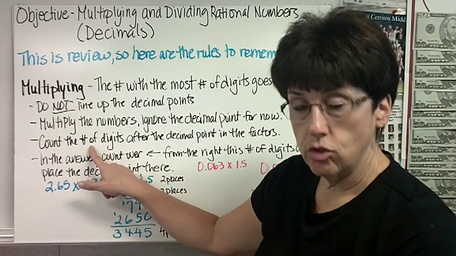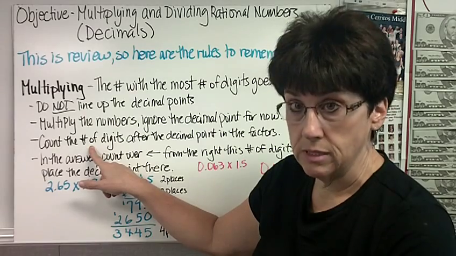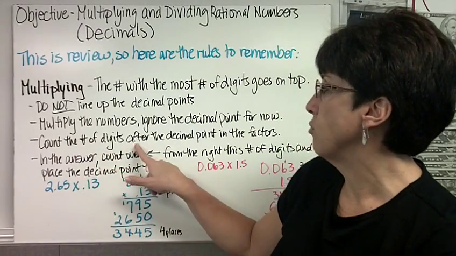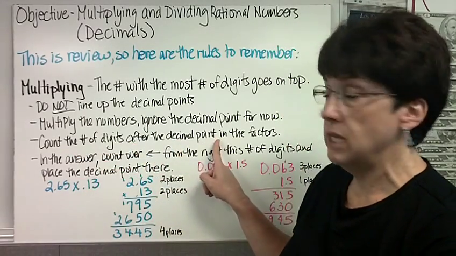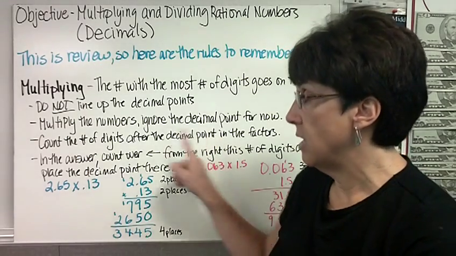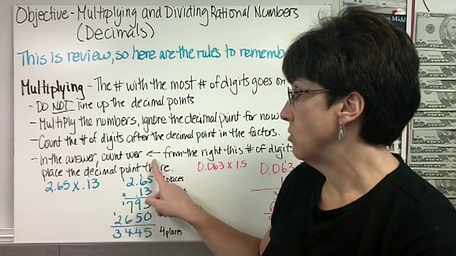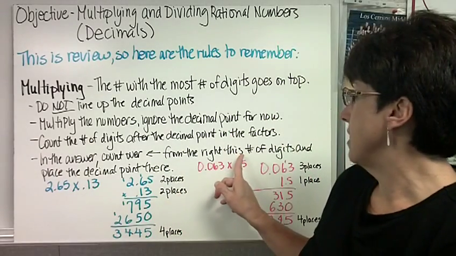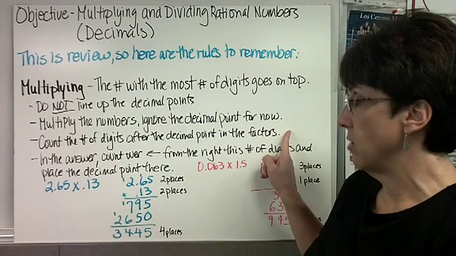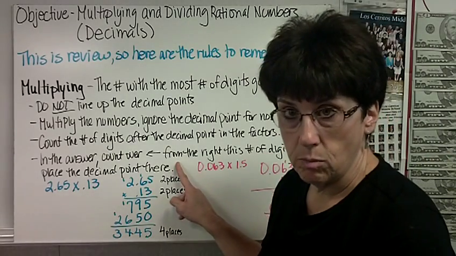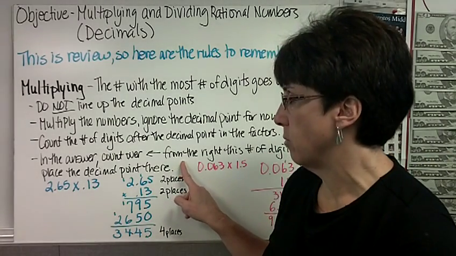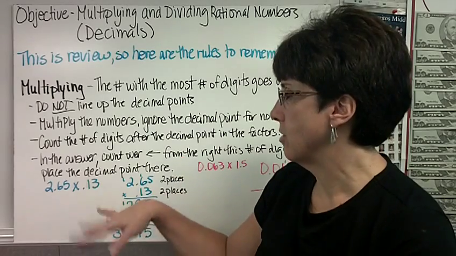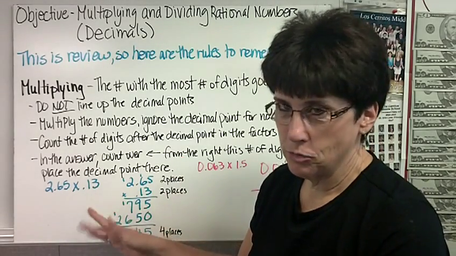Once you have your answer, you go back to the factors, the pieces in your problem, and you count the number of digits after the decimal point in each of them. Then, in your answer, you count over from the right, so going backwards, this number of digits, the number you counted up here, and place your decimal point when you get to the number. I know that sounds a little weird. It's hard when you're talking about it, but it's really easy.